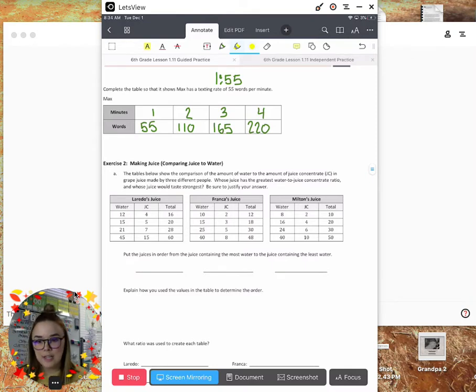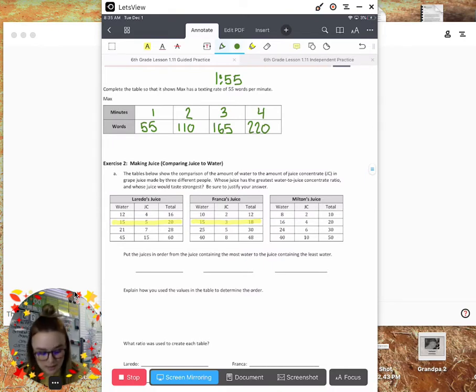So just like we did with the girls and the texting rates, let's see if we can find any common numbers. So I see that both Laredo and Franca have 15 cups of water. And Laredo has a higher amount of juice. He has a greater amount of juice than Franca. Sorry about that, y'all. So Laredo has a higher amount of juice in 15 cups of water than Franca.